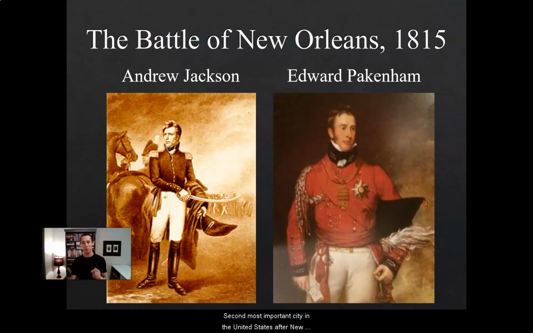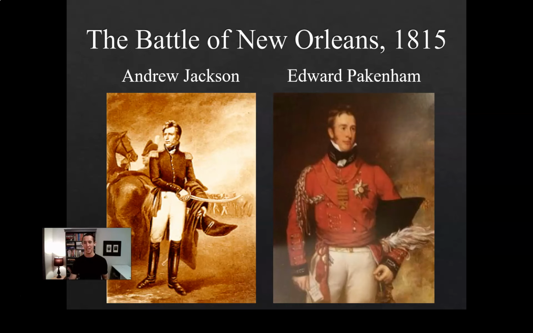It was the second most important city in the United States after New York, and will remain so until Los Angeles was opened up. And the Battle of New Orleans will pit one of England's greatest commanders, Edward Pakenham, along with 8,000 of the best trained British soldiers. He and the soldiers had just come from the fields of Europe, defeating Napoleon, so they are very skilled. It's some of England's finest.